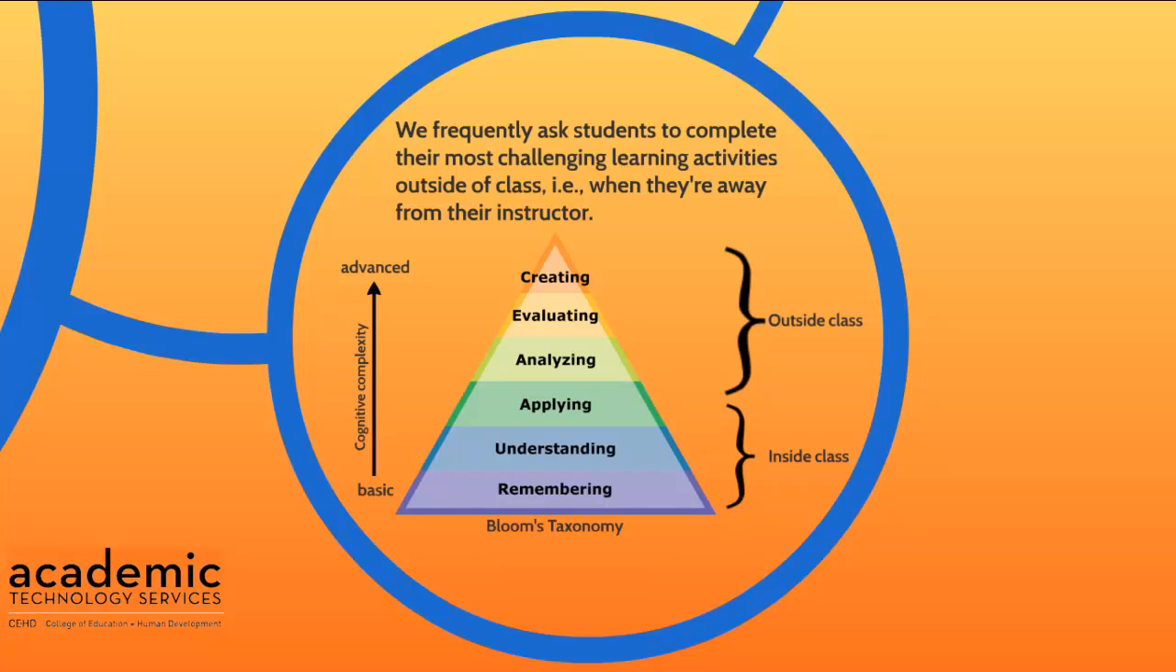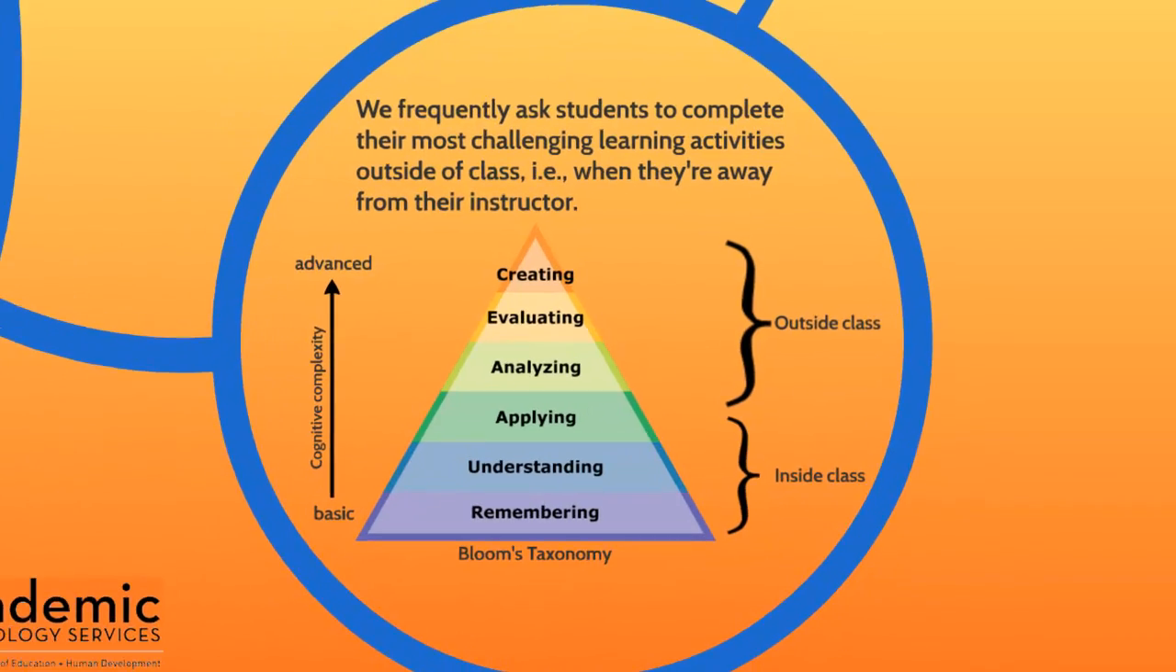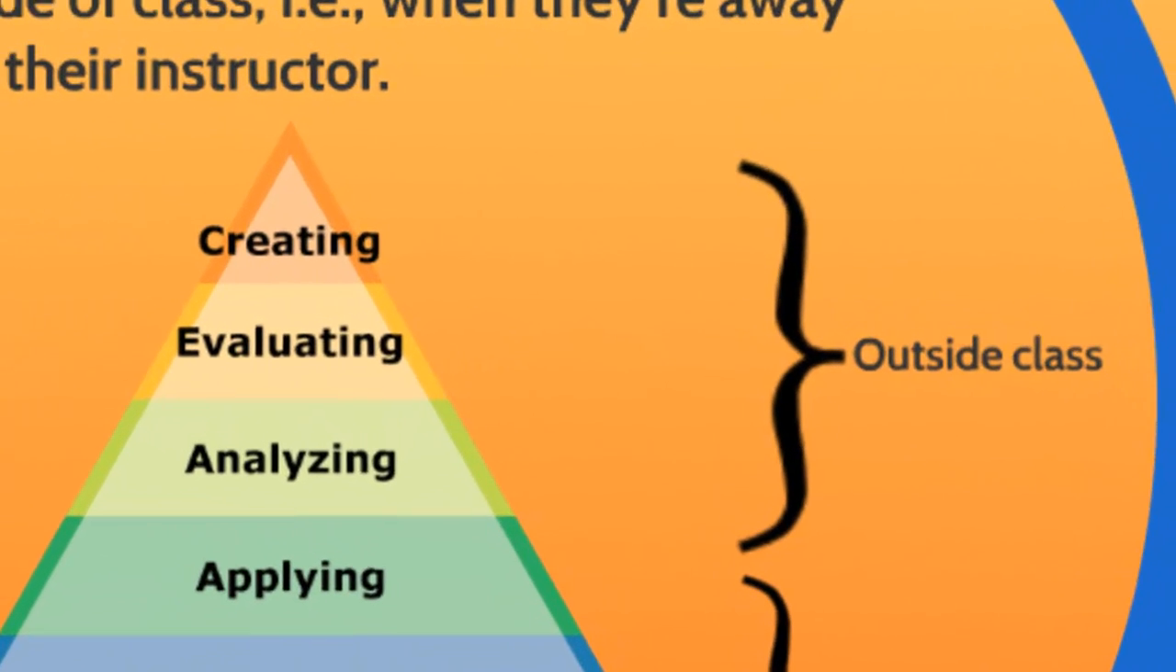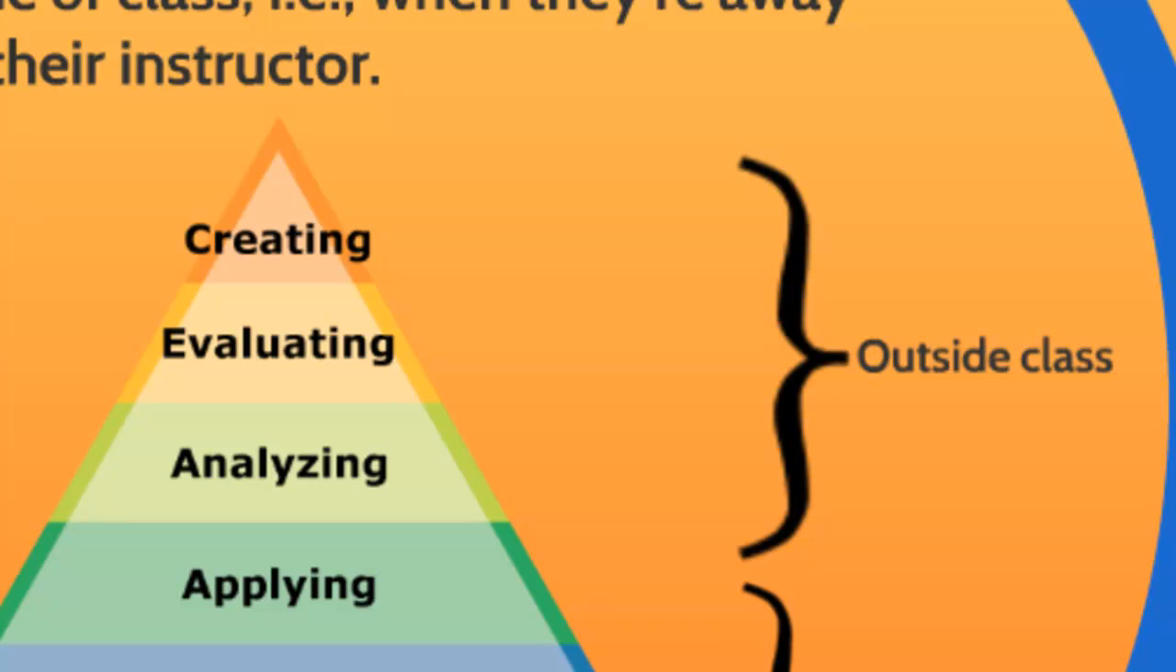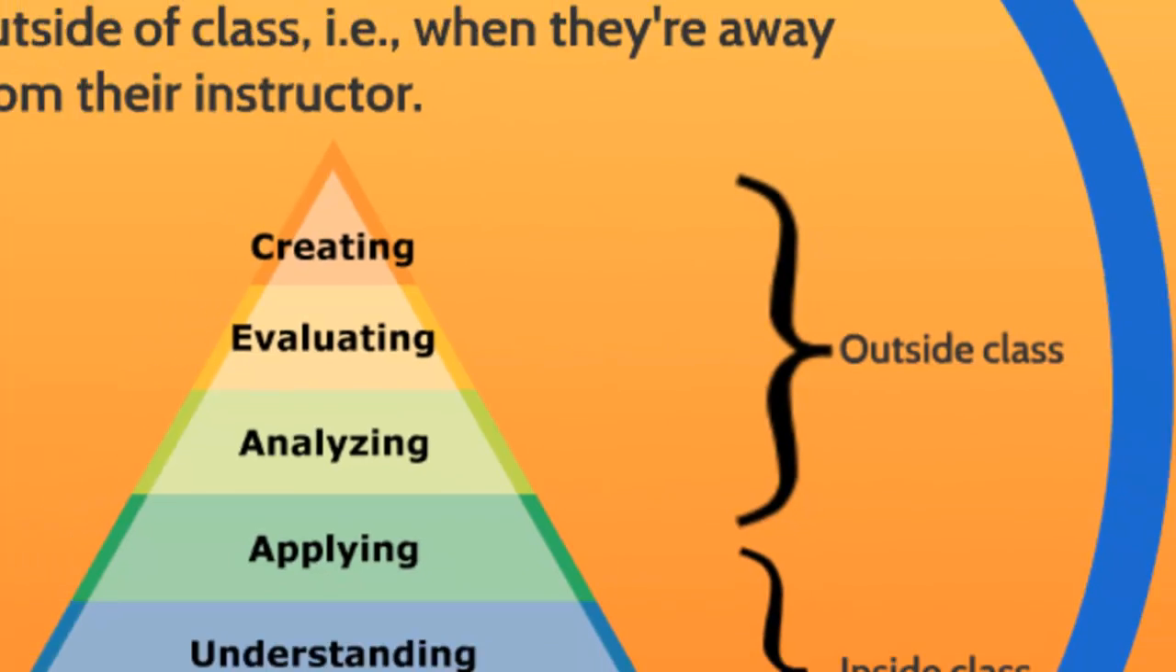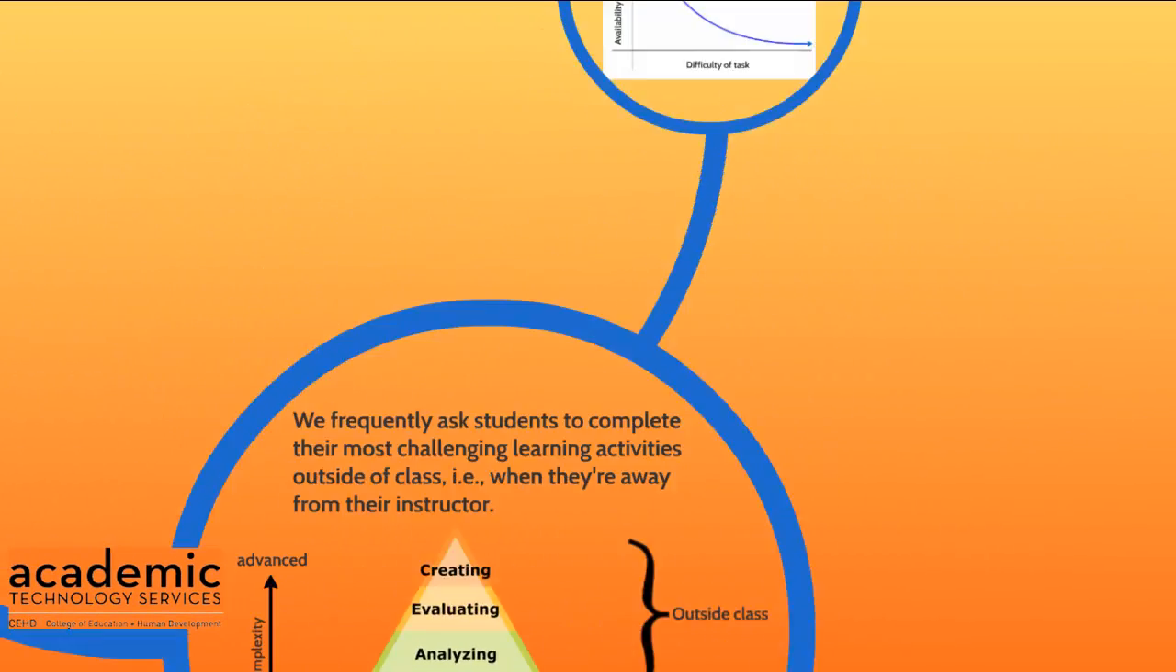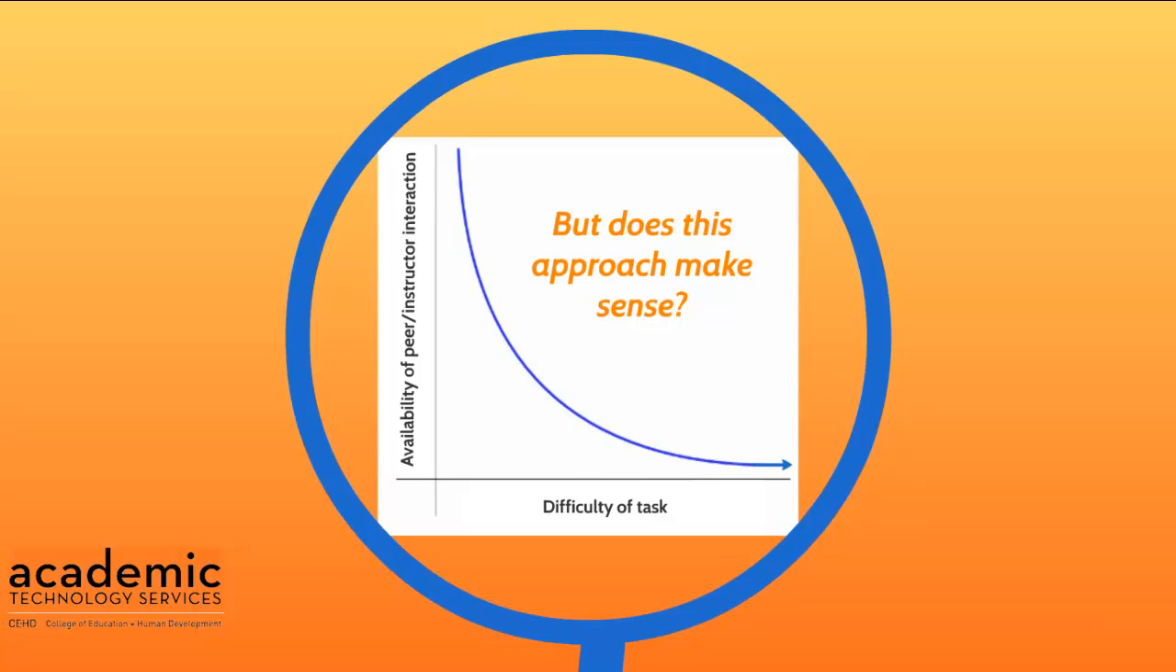We can use Bloom's taxonomy to visualize this more traditional approach to teaching. What this also shows us is that this approach typically asks students to complete their most complex and challenging learning activities when they don't have an instructor readily available to assist them if they have questions or problems. But from a student perspective, does it make sense to assign increasingly complex activities in an environment where the instructor's availability is decreased or non-existent?